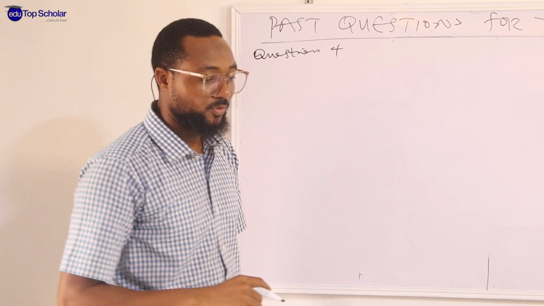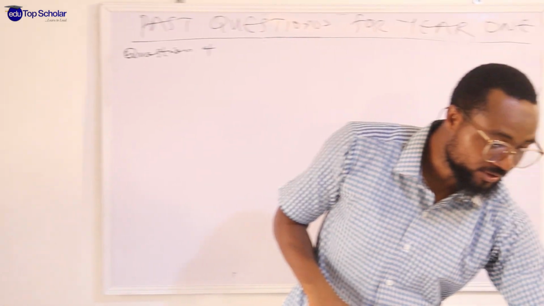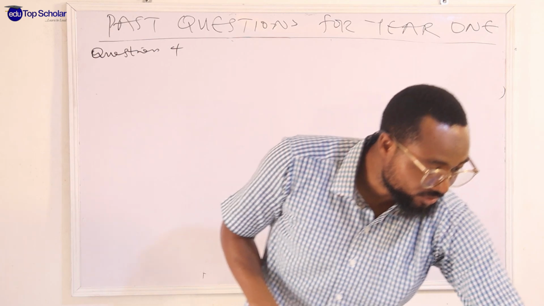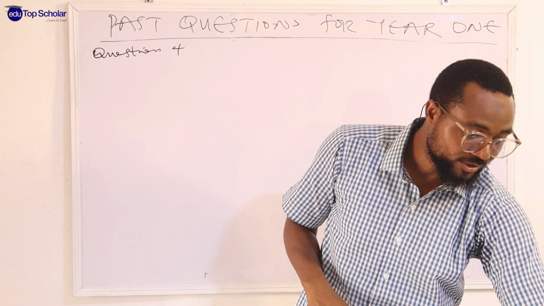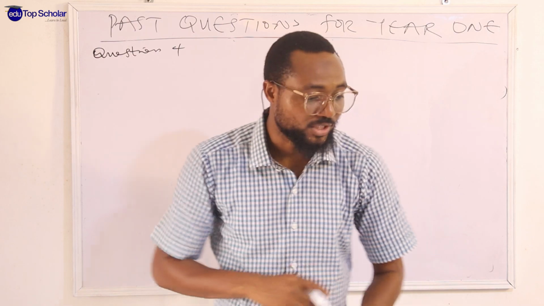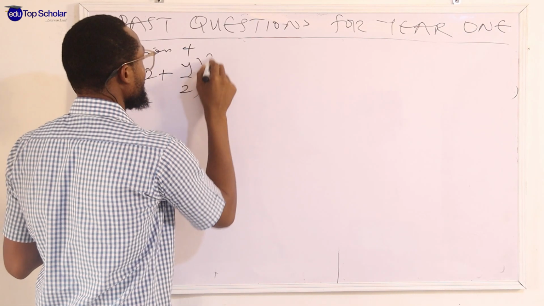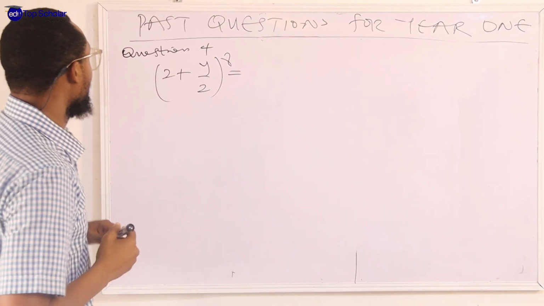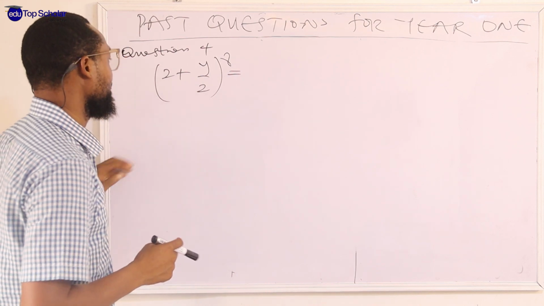Now to our question 4 of this. Here we have binomial expansion tested in combination with a question of combination. So we're going to take the binomial first. That's 4a. It says obtain the first 4 terms of the expansion of 2 plus y over 2, all of this raised to power 8. Here, for question 4, we want to write the first 4 terms of this given expansion.